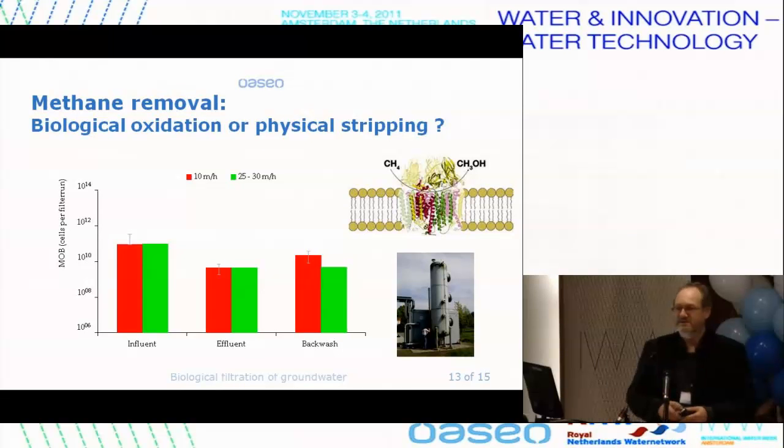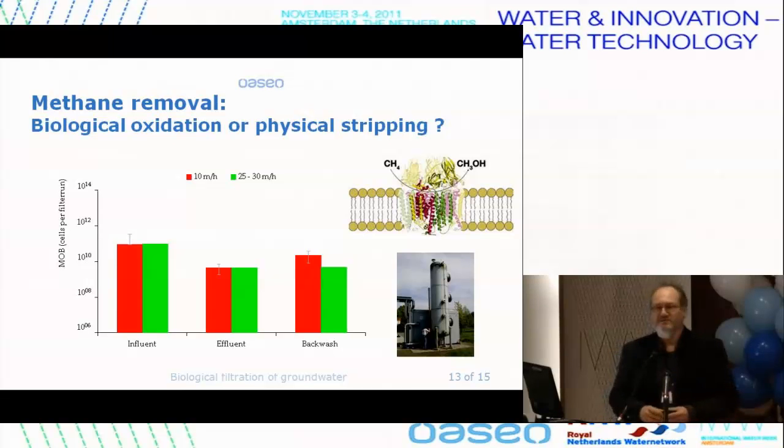You can actually see that the number of cells leaving the filter is even a bit lower. But this is the detection limit of the method for the influent concentration. But you can clearly see that there's no big growth of methane oxidizing bacteria in these filters. And from this we conclude that methane oxidation is not happening biologically, and it's mainly a physical stripping process taking place in these filters. We are confirming this with methane in air measurements and so on.